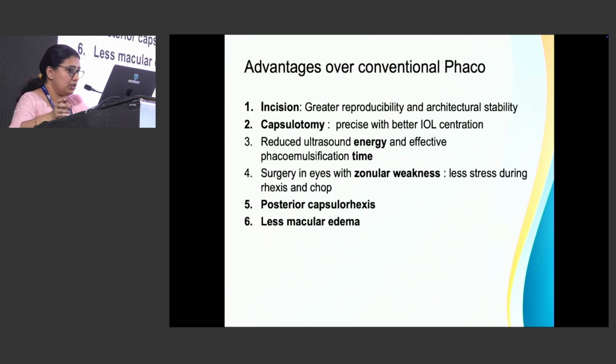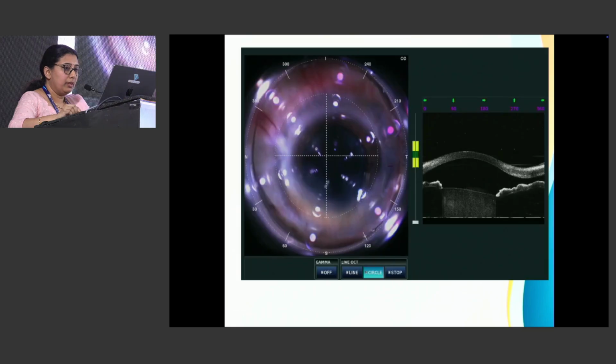Advantages are in the incision, greater reproducibility, capsulotomy for better IOL centration, reduced ultrasound energy and effective phaco time. Surgery in eyes with zonular weakness also can be done because there is less stress during the rhexis and chop. The posterior capsulorhexis alone can be done, and it causes less macular edema.